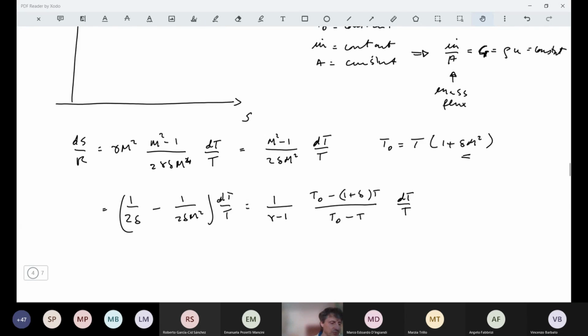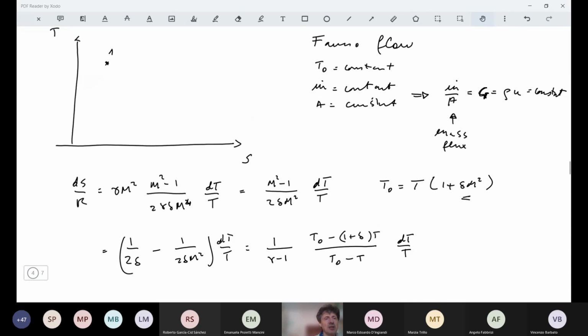So this helps us to see what happens on this plane. In particular, we know that T0 is always greater than T, so the denominator here is always positive, whereas the numerator can change sign. No, it doesn't change sign. Sorry, it can change sign depending on the value of T, because we have 1 plus delta. And so the sign depends on whether T0 is greater than, less than, or equal to (delta plus 1) T.